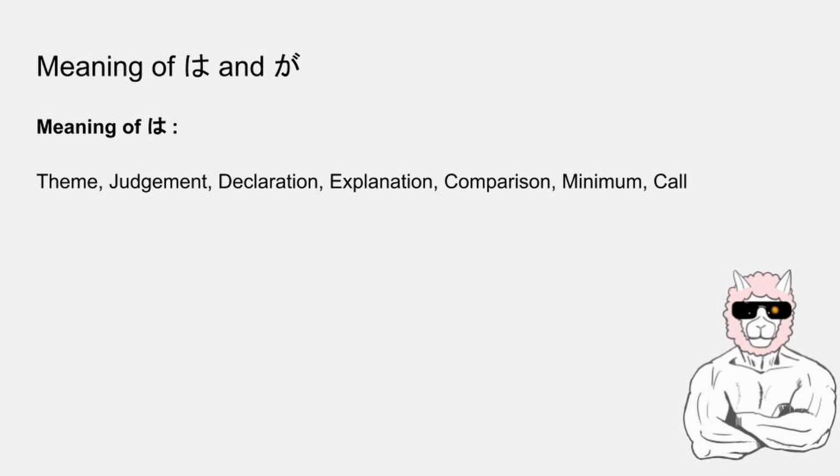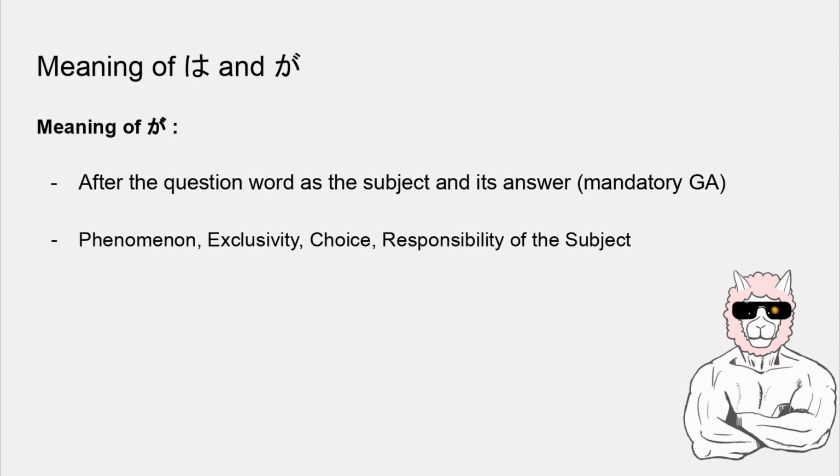But very briefly, the meanings of wa are term, judgment, declaration, explanation, comparison, minimum, goal. And the meanings of ga are mandatory ga, so after the question word as subject and answer for it. And phenomenon, exclusivity, choice, responsibility of the subject.